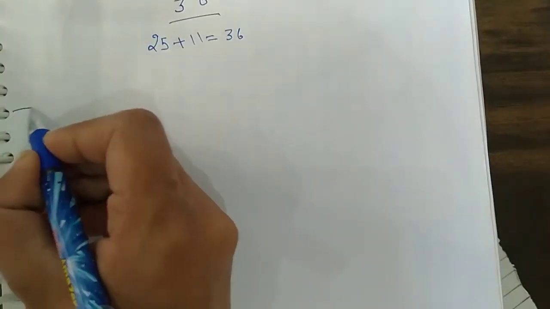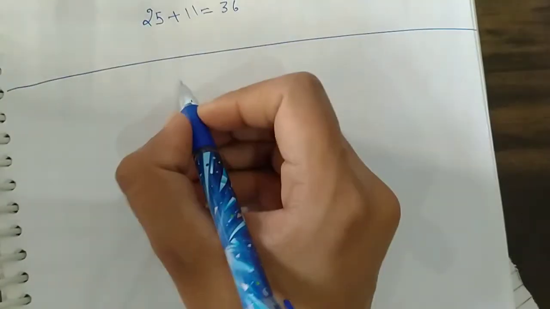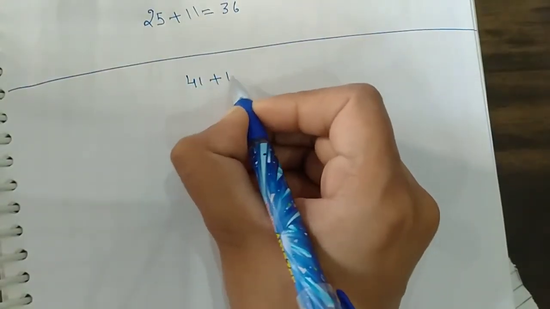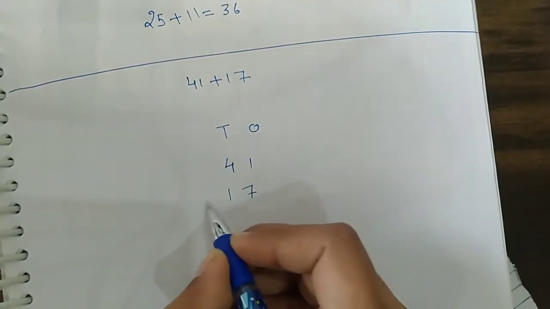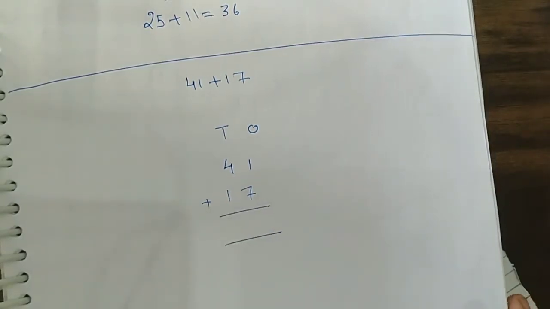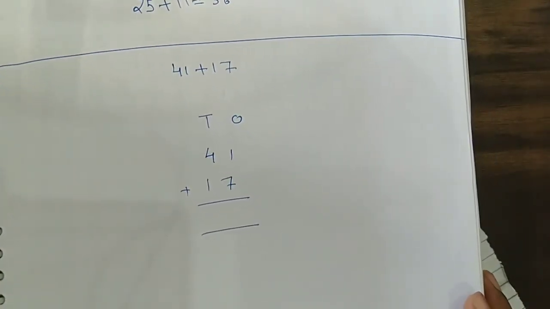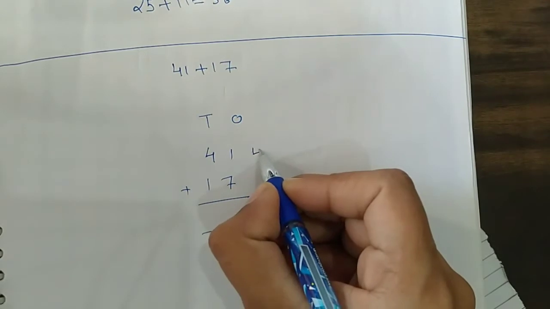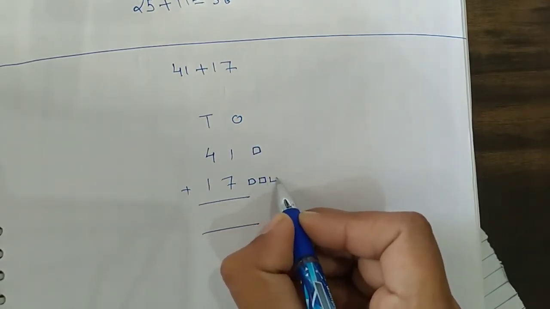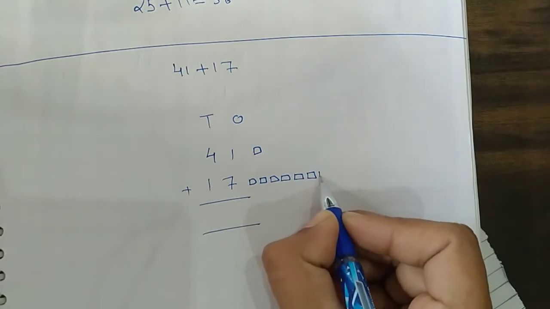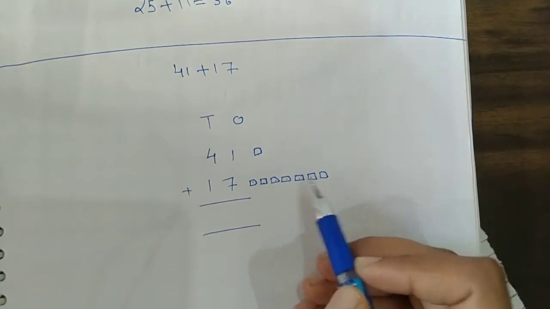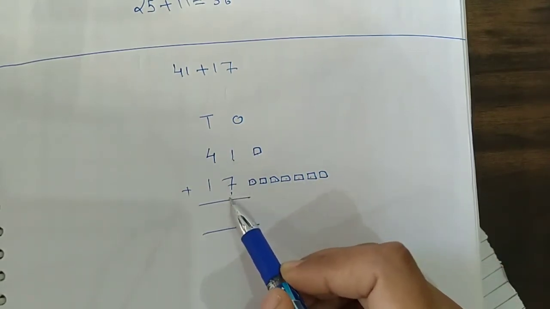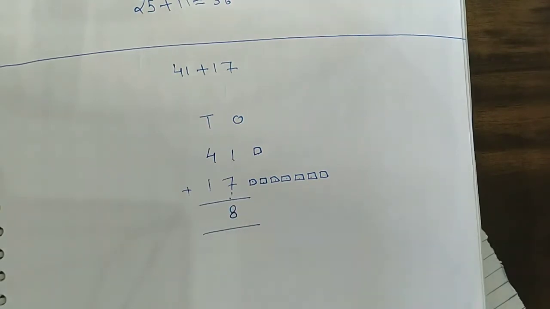Now we are doing one more question of this type. We have to add 41 plus 17. First of all, write the numbers according to their place value like this. Ones digit in the ones place and tens digit in the tens place. First of all, we add the ones place digits, 1 and 7. Count the blocks: 1, 2, 3, 4, 5, 6, 7, 8. When we add 1 and 7, we get 8 as a result.